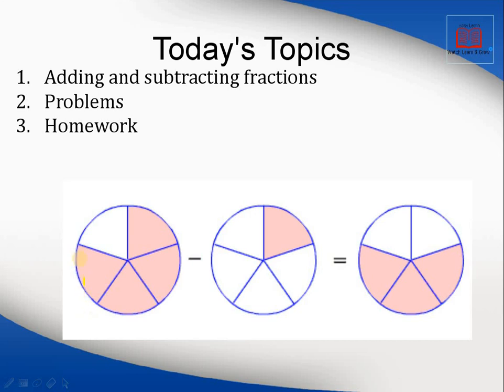For example, this circle has 1, 2, 3, 4 and 5 partitions, and if our second circle also has 5 partitions, then we can add or subtract. Basically we can operate in this way because our base is the same, which is like the unit. As in physics, our units must be the same to operate between two quantities.